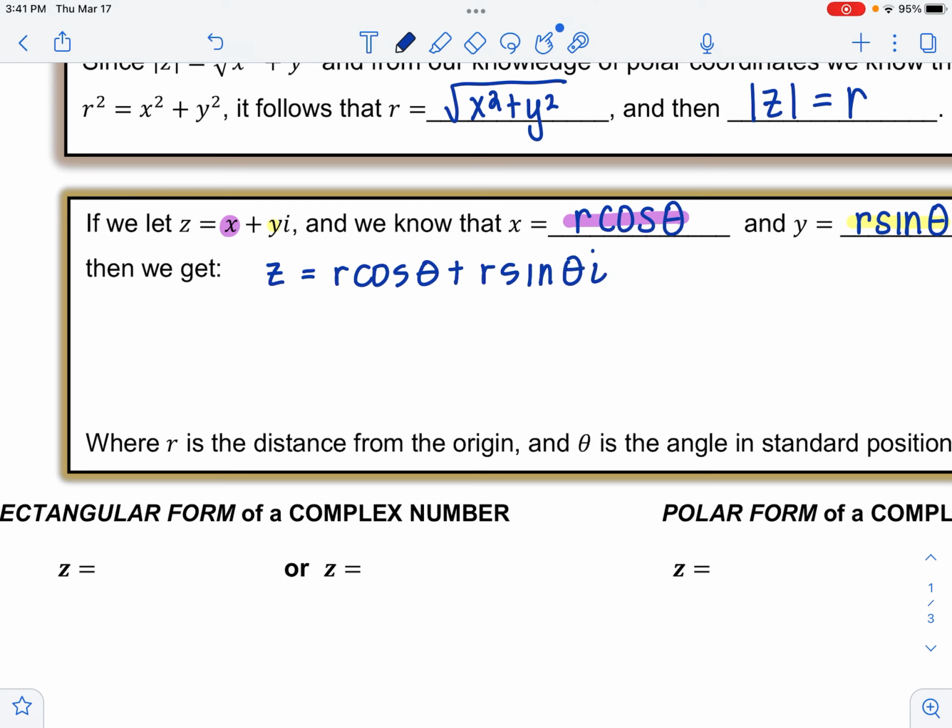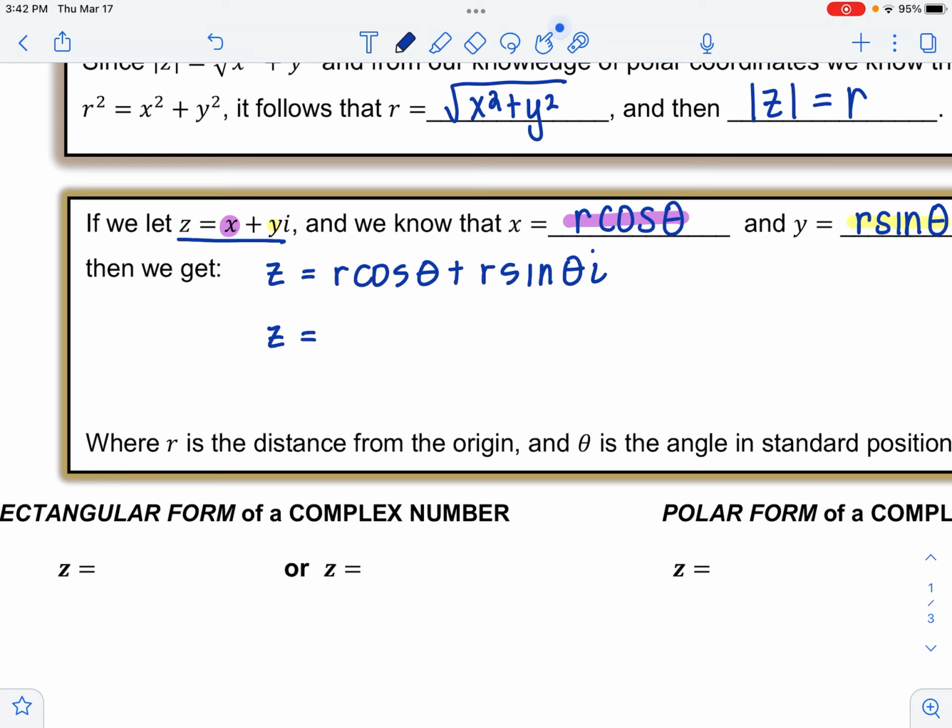Okay, now this is the polar form of a complex number. This is rectangular form. This is kind of polar form. It's not exactly in polar form because we are going to clean it up. If you notice, both of these terms have an r in common, and the r is actually factored out. So let's factor out the r.